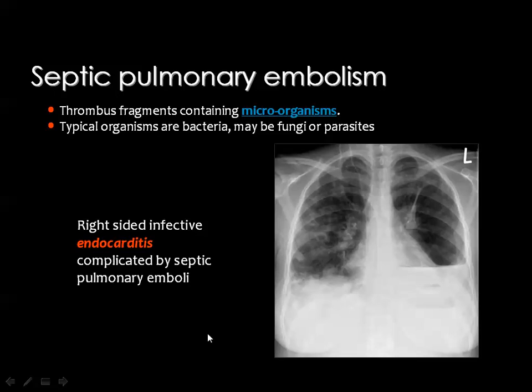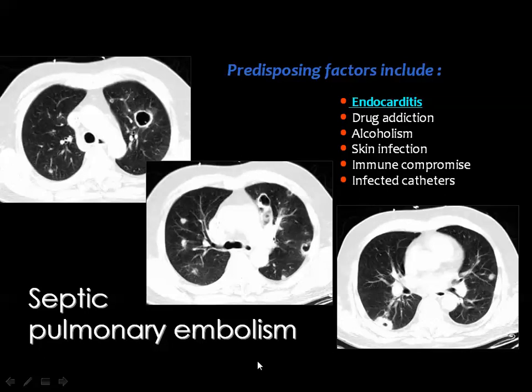The showers of emboli will reach the pulmonary circulation and will result in multiple pulmonary nodules, which will show some cavitation. These are the predisposing factors for septic pulmonary emboli. The major issues are infective endocarditis, drug addiction, alcoholism, skin infection, immune compromise, and infected catheters, like the central venous line, for example. Then septic emboli will appear like abscesses in the lung.